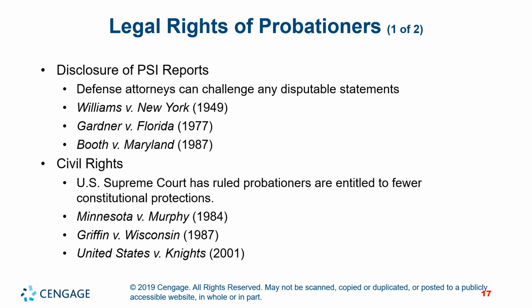As far as civil rights for probationers, the U.S. Supreme Court has ruled probationers are entitled to fewer constitutional protections. And those rulings that you need to read about are Minnesota versus Murphy in 1984, Griffin versus Wisconsin in 1987, and the United States versus Knights in 2001.